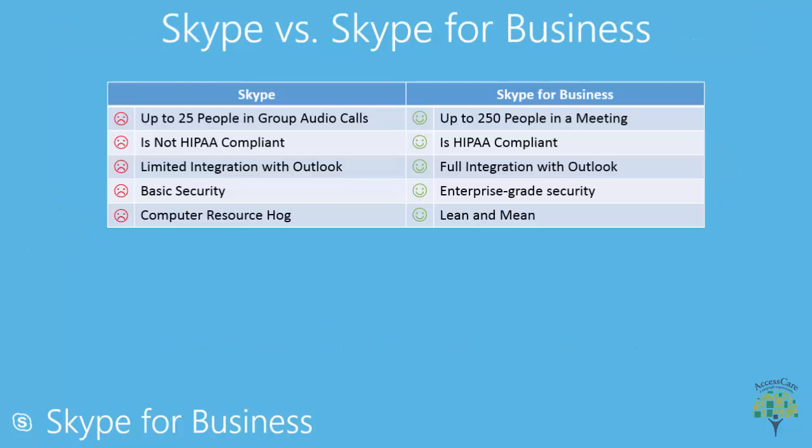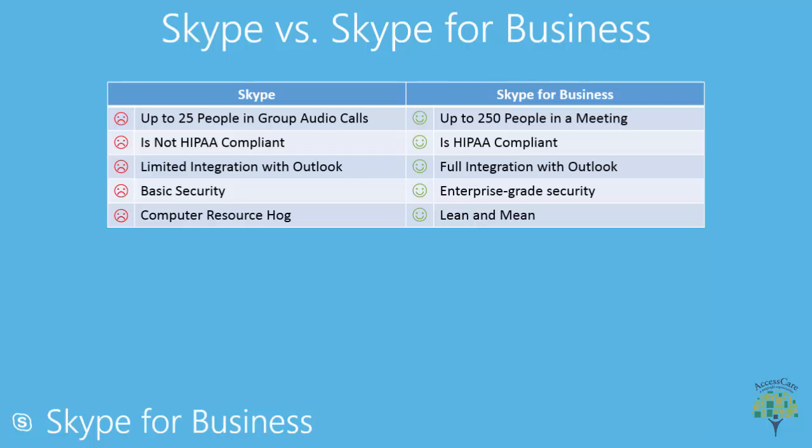Let's just take a quick look at the specifics between Skype and Skype for Business. Again, Skype is designed for personal use, so it's not going to be able to handle any more than 25 people in a group audio call, whereas with Skype for Business, you can hold up to 250 people in a meeting. The normal Skype, please be careful, it is not HIPAA compliant. Skype for Business is HIPAA compliant. Please, please use Skype for Business if you intend on sending private patient information. Skype doesn't integrate as well with Outlook, whereas Skype for Business is designed specifically to do that.